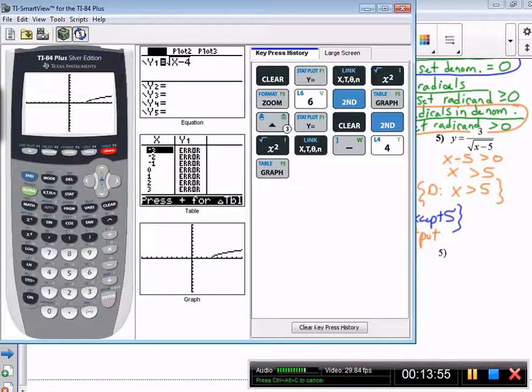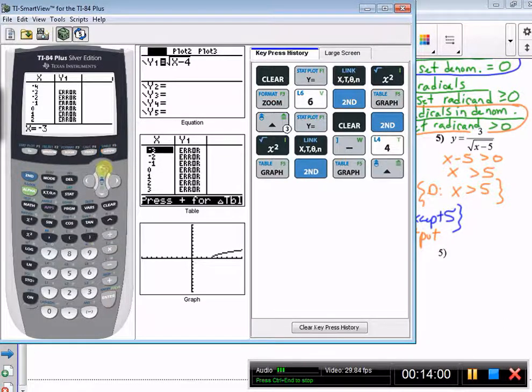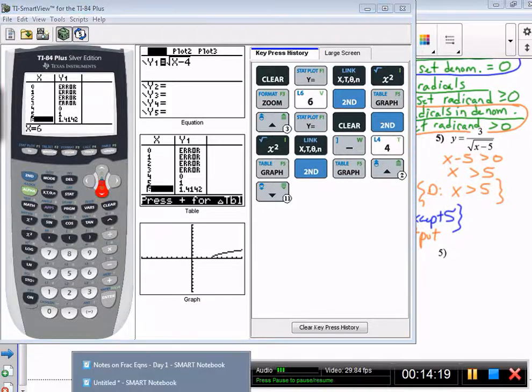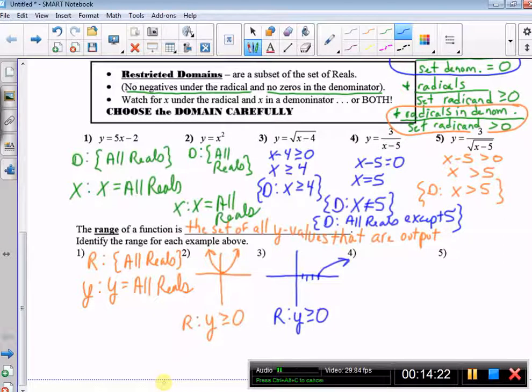If we go back to the calculator and we look at the y coordinates in our list there, you can't have negatives under radicals. So all of a sudden, once you get above 4 here, you start to see y coordinates. And the smallest y coordinate is going to be 0. So all your y coordinates are greater than or equal to 0. That is your range. Number 4 is y equals 3 over x minus 5. So you're not going to be able to have x equal to 5.